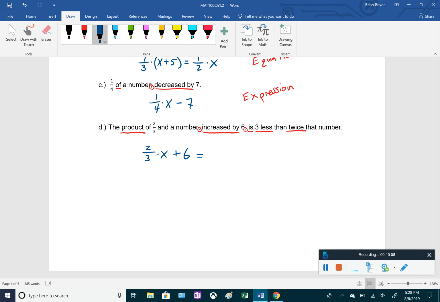So you have to be a little bit careful here. It's not 3 minus 2x, it's 2x minus 3. So it's 3 less, meaning we're subtracting 3. Twice the number is 2x. So you have to be a little bit careful. Okay, and then this is obviously, once again, an equation because we have an equal sign. Okay, so that is it for section 1.2.